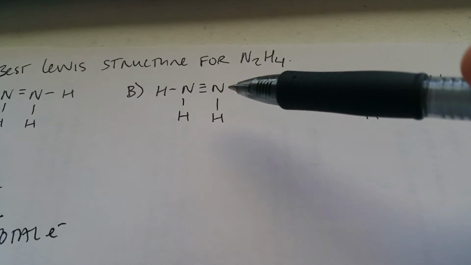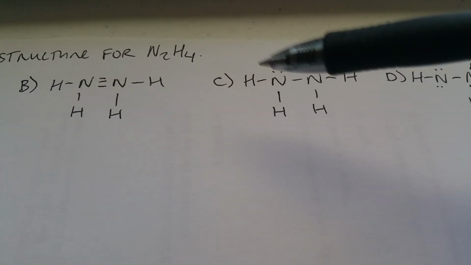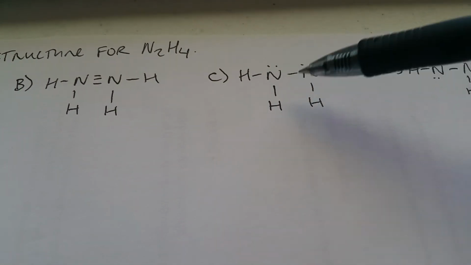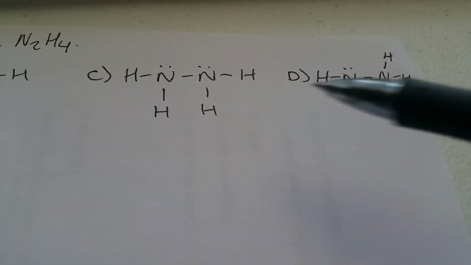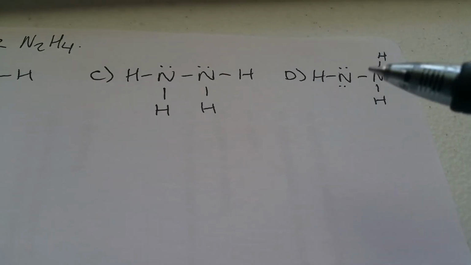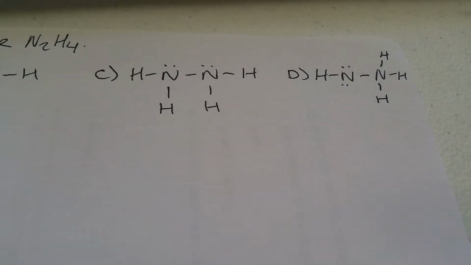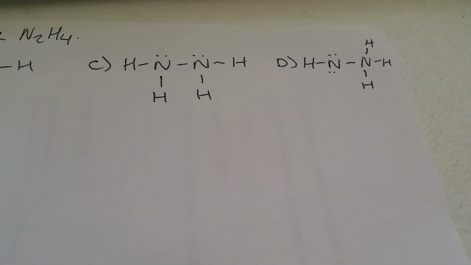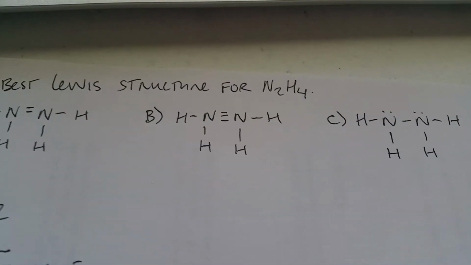This nitrogen also has 10 on it. Let's look over here. 2, 4, 6, 8, that's fine. 2, 4, 6, 8, that's fine. Let's look over here. 2, 4, 6, 8, 2, 4, 6, 8. Those are all fine. So now we get to check for expanded octet.